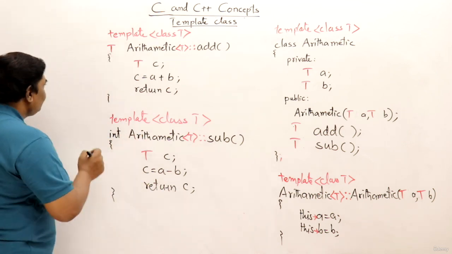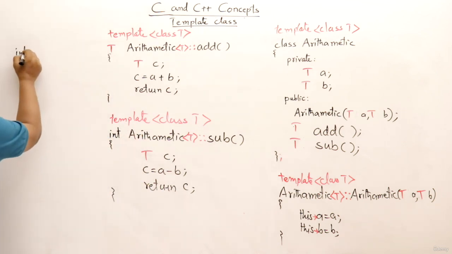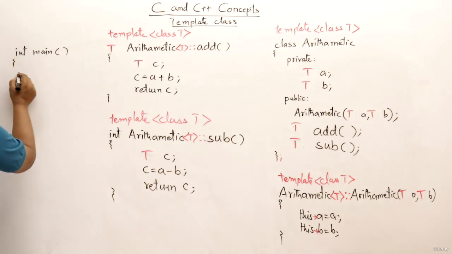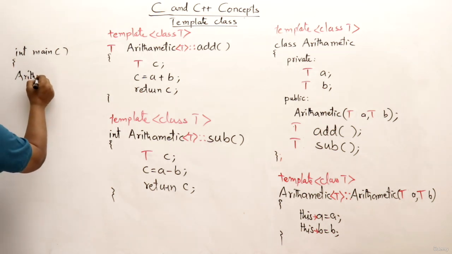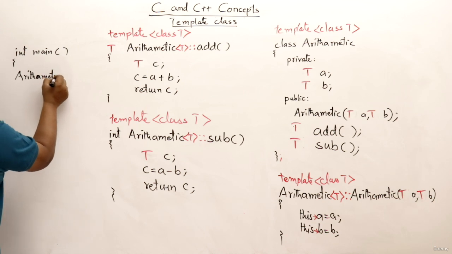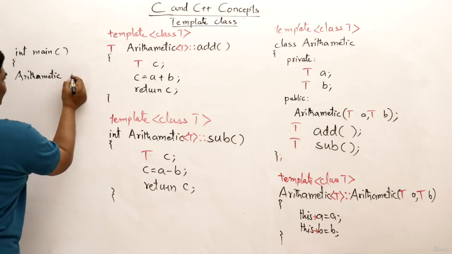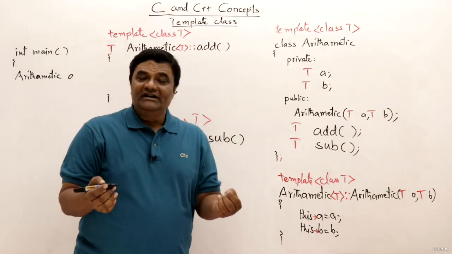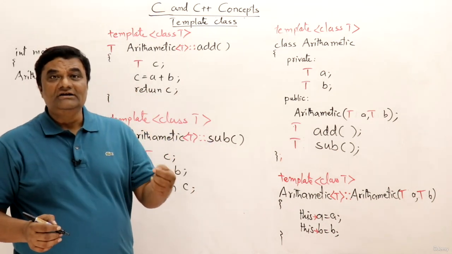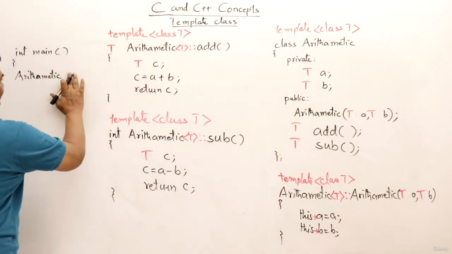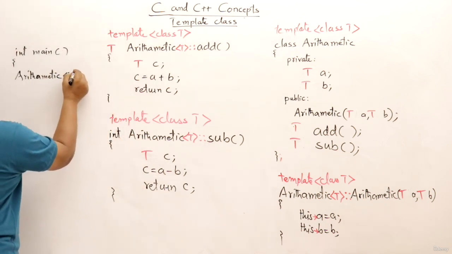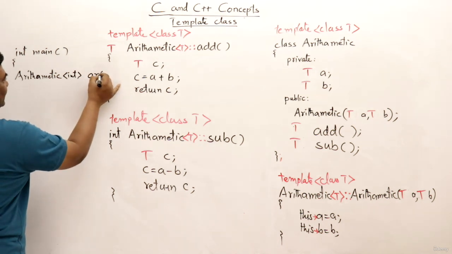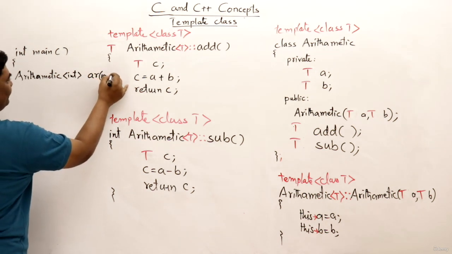So let us write a main function. Here, int main. Now in the main function, I am creating an object of Arithmetic. I will create an object named AR. Now Arithmetic is a template, so which type of data members do you want? Integer, float, double, which one? Here along with the class name, I should write the data type int. So now this object I will call AR and I will pass the values 10, 5.